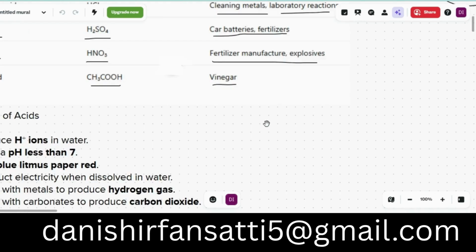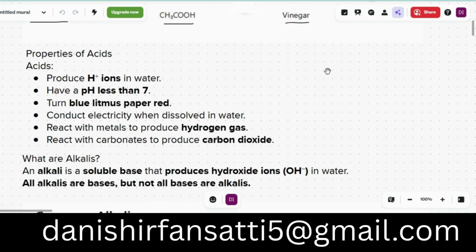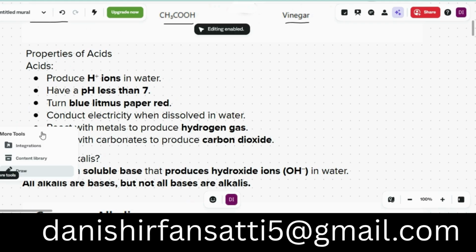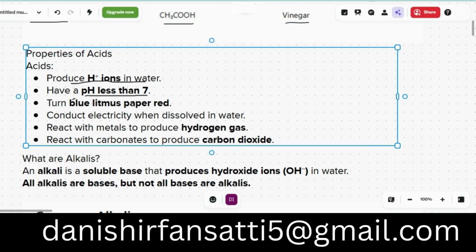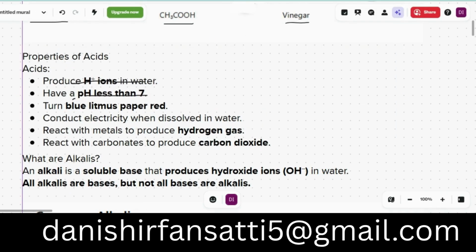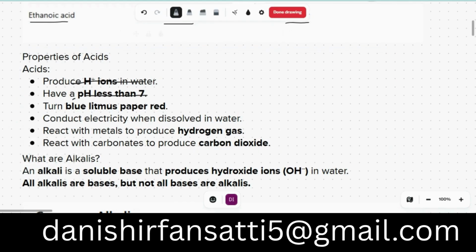Now we are going to talk about properties of acids. Acids produce H+ ions in water. pH is less than 7, and they turn blue litmus paper red, conduct electricity when dissolved in water, react with metals to produce hydrogen gas, and react with carbonates to produce carbon dioxide.